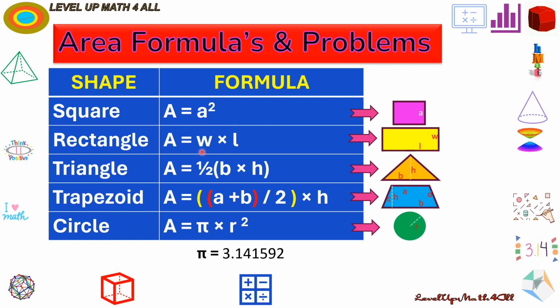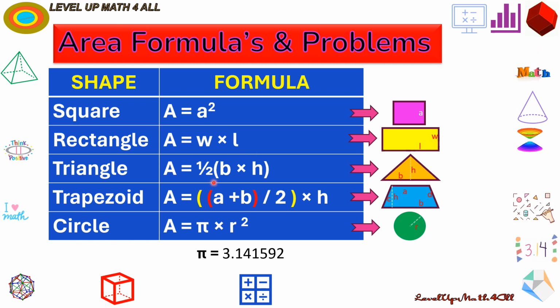The area of a rectangle is width times length. Most of the time, the two opposite sides are equal in size with the rectangle. The bigger side is called the length, the shorter side is called the width. That is length times width, or width times length.